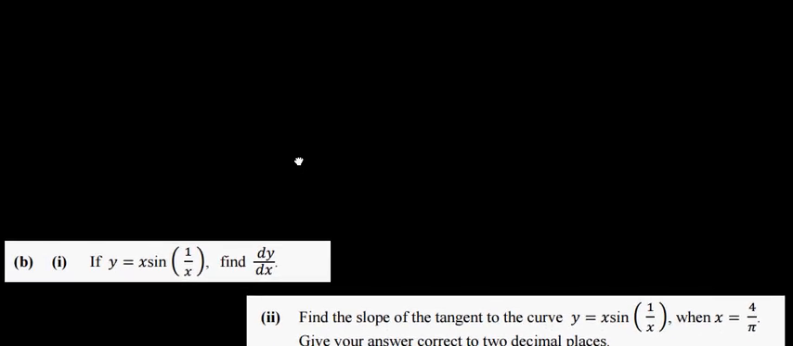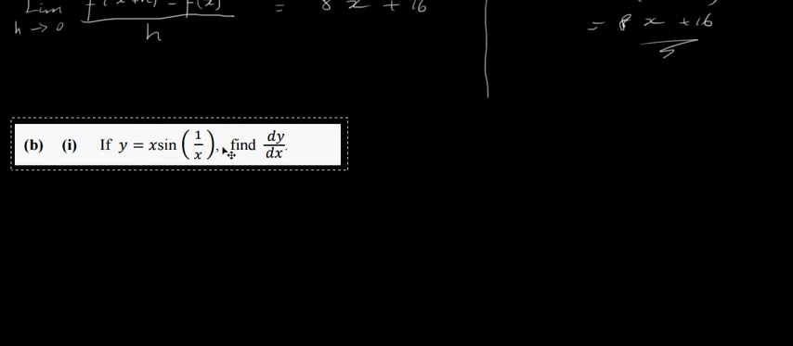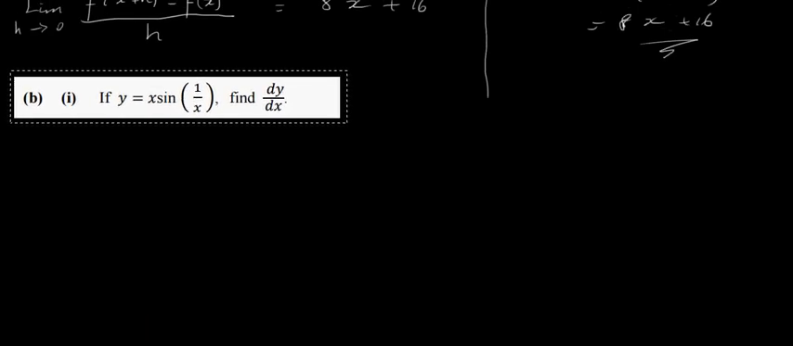Now I'm coming near the end here, so I just need to move these up again. Now, this is a differentiation. So we have a function here, y is equal to x times sine 1 over x. So this is two functions of x, if you like, multiplied. So we're going to use the product rule here to find dy dx.